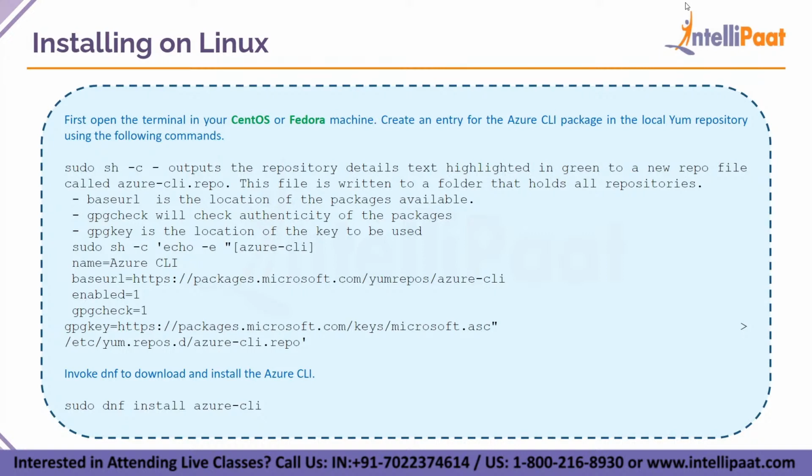And then installing it on CentOS or Fedora, first of all you have to create an entry for the Azure CLI package in the local yum repository using the following command, and then finally invoke the DNF command to install the CLI. So first you write all these commands to create an entry for Azure CLI in the yum repository, and then finally you can invoke this command to install Azure CLI.